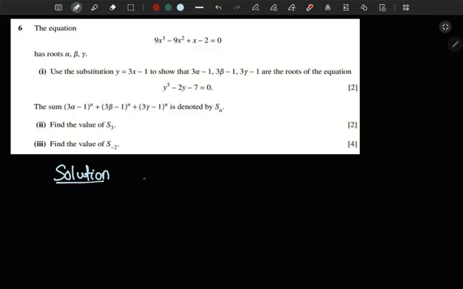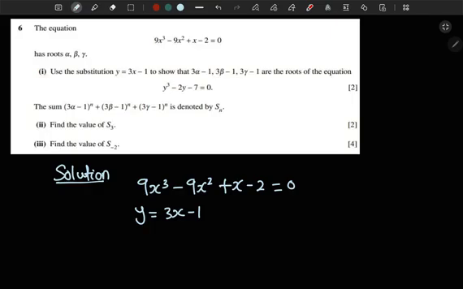Now remember, we have the given equation that has alpha, beta, and gamma as the roots to be 9x cubed minus 9x squared plus x minus 2 equals 0. Alright, so don't forget the roots of this given equation are alpha, beta, and gamma. Now the new root, which is 3 alpha minus 1, we can write that to be y equals 3x minus 1. So I'm sure you are not new to this already.